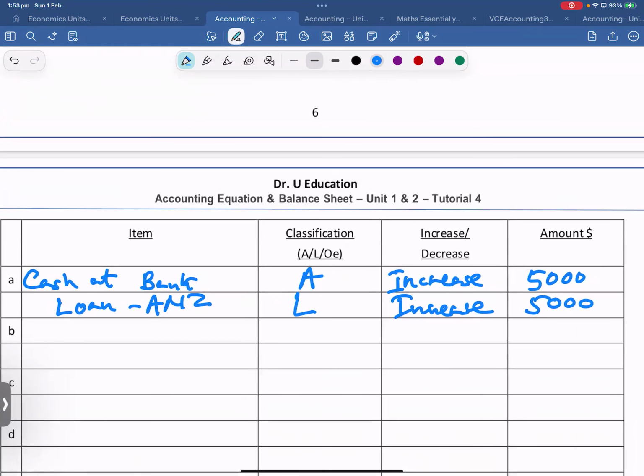Now, what's the twofold effect? That means each and every transaction affects at least two items in the accounting equation. Asset, liability, maybe owner's equity. Two items will be affected.